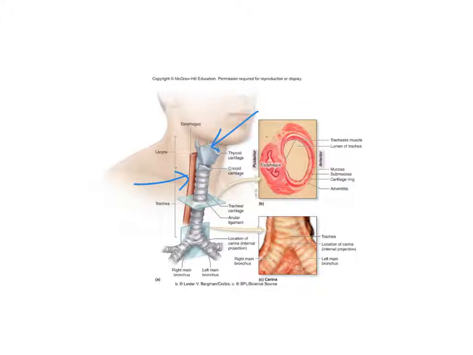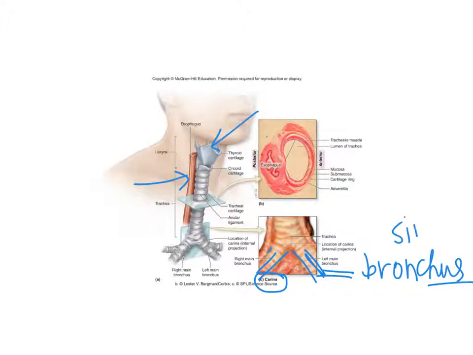Now, if we look at the trachea, it splits. Where it splits is actually called the carina, which I kind of think is cute, a pretty name. So we have a right and a left bronchi, or bronchus is singular. Bronchi is plural.